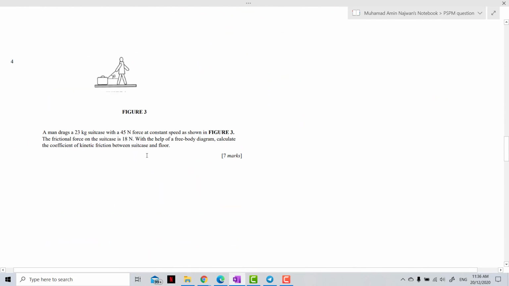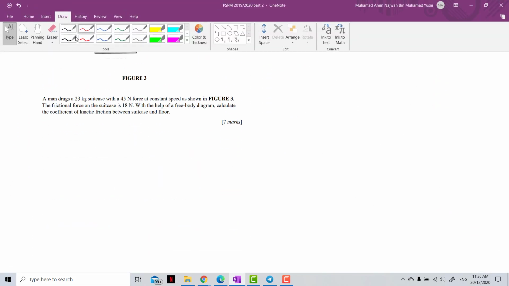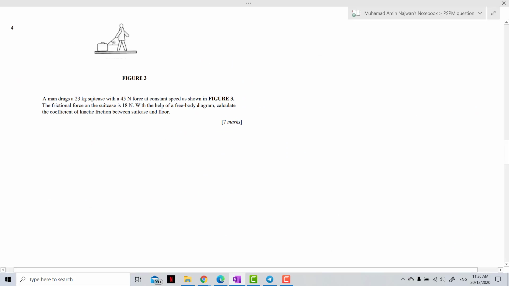Okay, go for our question number 4. Okay, question number 4 pula. A man drags a 23 kilogram suitcase with a 45 newton force at a constant speed. So bila constant speed, A sama dengan kosong. Okay, so mass kita sama dengan 23 kilogram. F kita, the force now is 45 Newton. So the frictional force on the suitcase F kecil kita sama dengan 18 Newton. So with the help of a free body diagram, calculate the coefficient of kinetic friction between the suitcase and the floor.